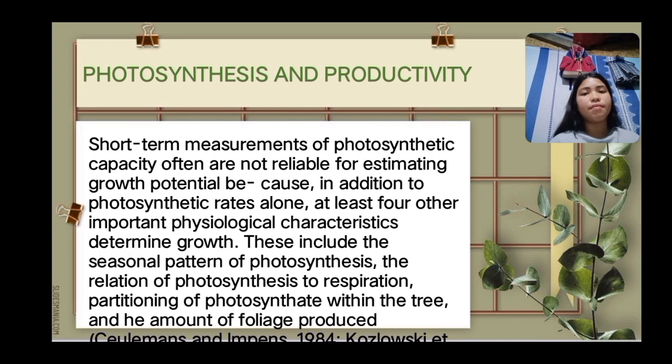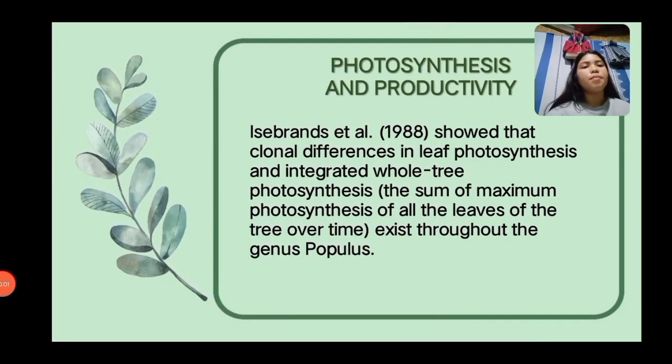So, Ceulemans and Isebrands 1988 showed that clonal differences in leaf photosynthesis and integrated whole tree photosynthesis, or the sum of maximum photosynthesis of all the leaves of the tree over time, exist throughout the genus Populus. Kaning clonal differences in leaf photosynthesis nag-exist lang siya throughout sa genus nga Populus. Ang genus nga Populus is the genus of some 35 species of tree in the willow family, or the Salicaceae, which native lang siya sa northern hemisphere.